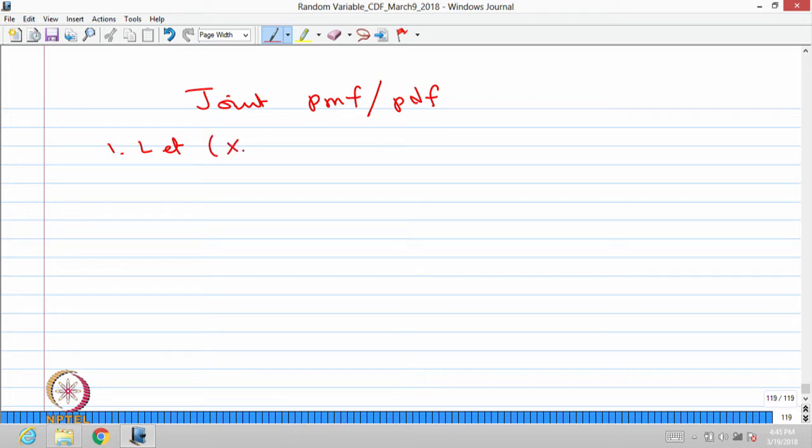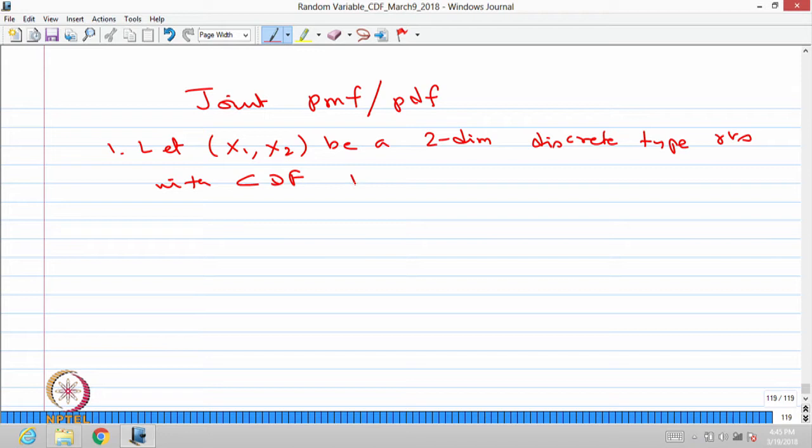Let x1 comma x2 be a two dimensional discrete type random variables. That means x1 is a discrete type random variable as well as x2 is also discrete type random variable, with the CDF capital F of x1 comma x2.